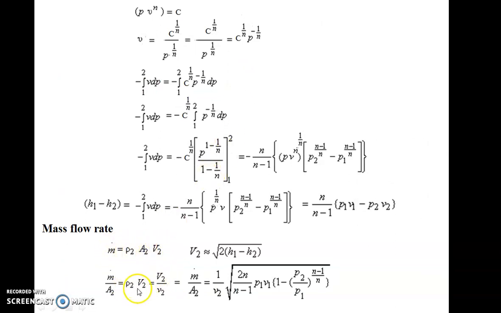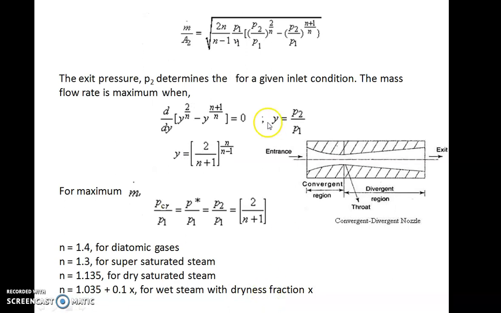So that rho 2 you can obtain in terms of V2. Small 1 upon V2 is nothing but rho 2. So if you take P1 into small v1 raised to n is equal to P2 into small v2 raised to n, then you can obtain this. So here it is a specific volume, which is nothing but 1 by rho. So that is the expression.